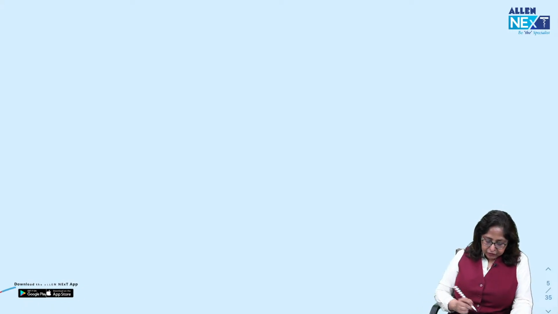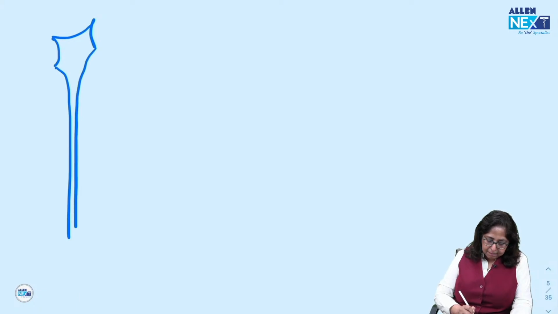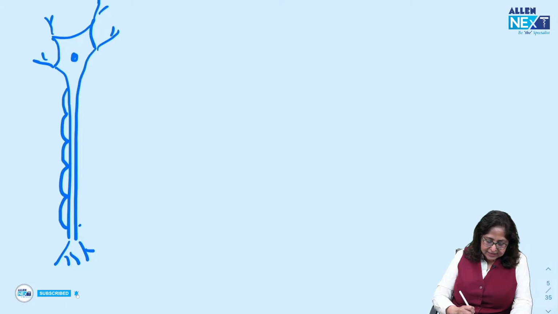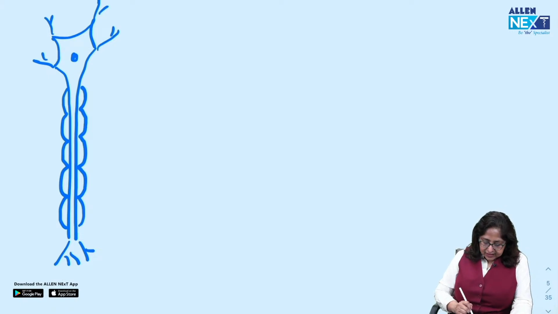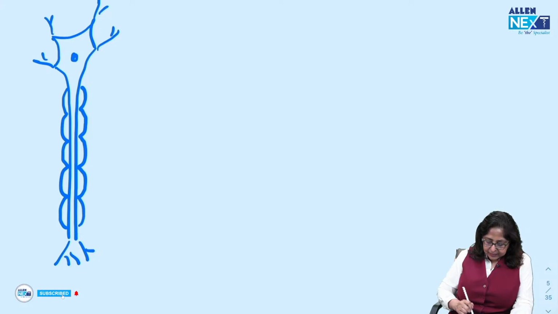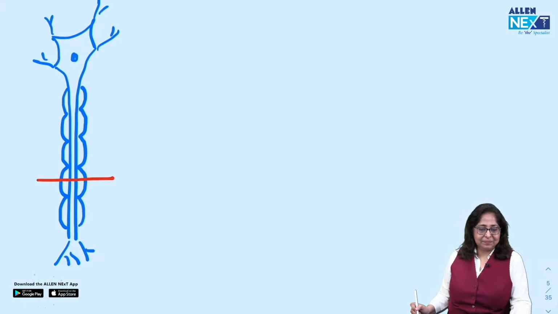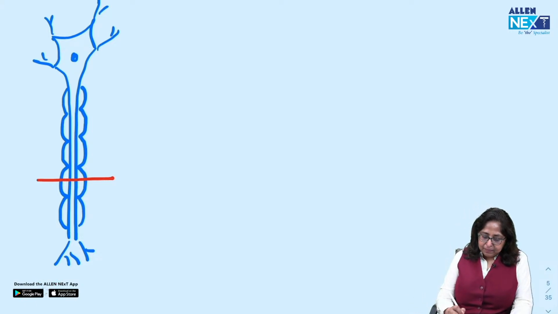Now, for instance, if this is a neuron, a multipolar neuron, these are the dendrites, right? And here is the myelin. Outermost layer of the Schwann cell is known as neurilemma. So let's say there is a cut injury like this. Now what are the changes that we are going to see? The changes can be divided into changes in the cell body.